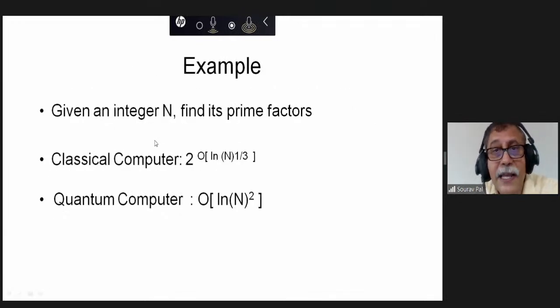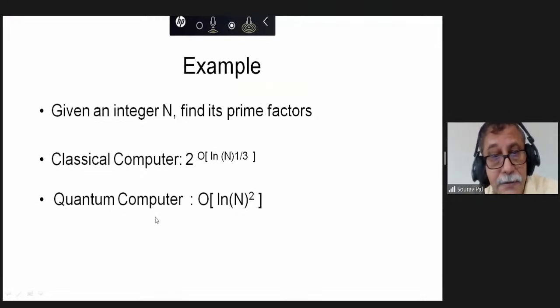And this is something that is really very engineering, that quantum computers use much less energy than the classical computers. One gives an example of how quantum computers can solve. Given an integer n, you would like to know its prime factors. If you use a classical computer, it will be 2 to the power of some order of (ln n) to the power 1/3. That's an order statement. But it has 2 to the power of that. Then that's very large as n goes up.